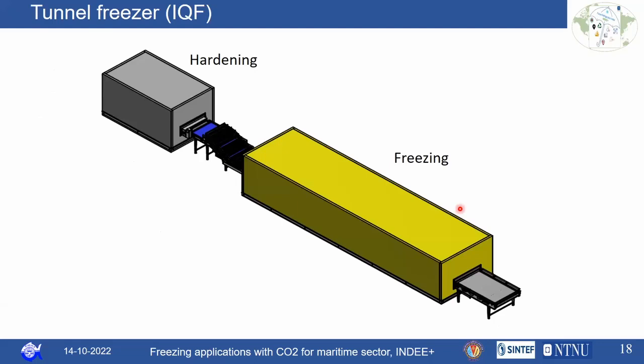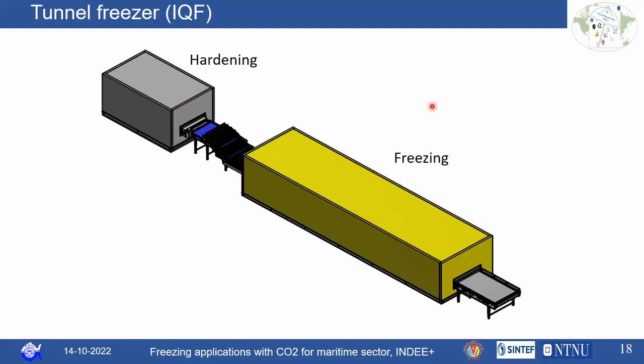So that was the blast freezer which we have proposed. And apart from the blast freezer, we have also proposed another system, that is a tunnel freezer, an IQF for 90 kilowatt. This is the tunnel freezer, which I explained in the first slides. In the tunnel freezer, you will have a freezing chamber, and we have a hardening chamber.